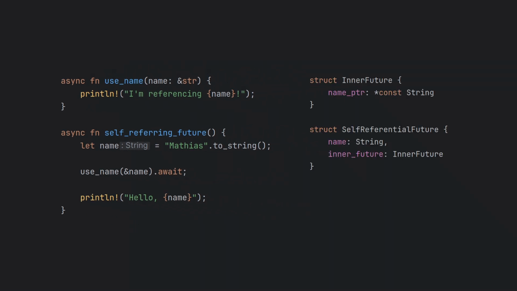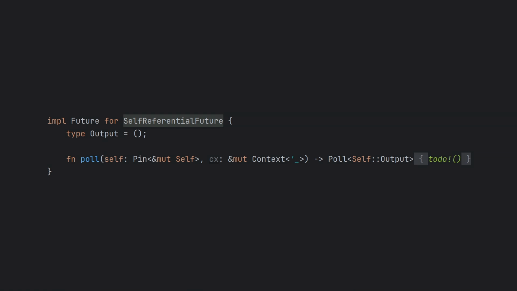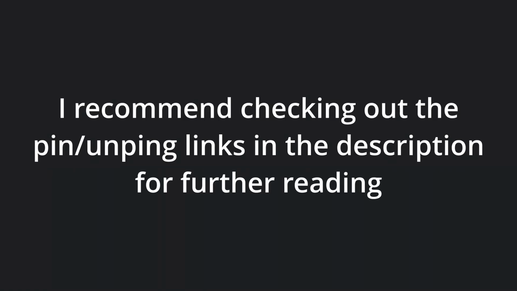The future created by the useName function is both a member of and holds a reference to data inside the future made by the self-referring future function. If these could move in memory after they were pinned, polling them would cause unsoundness. To ensure that poll doesn't access invalid self-referential addresses, the poll method requires the receiver future to be pinned. This is a fairly complex topic, and I've included further reading materials in the comments below.